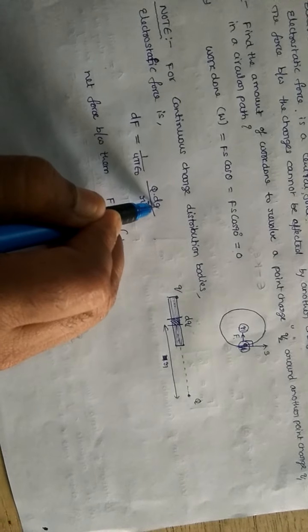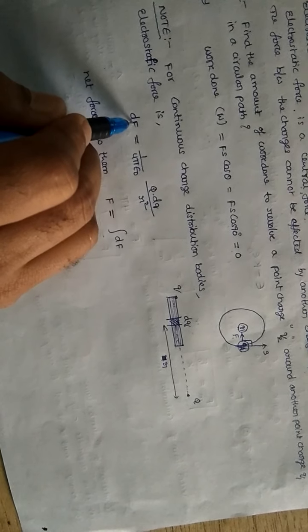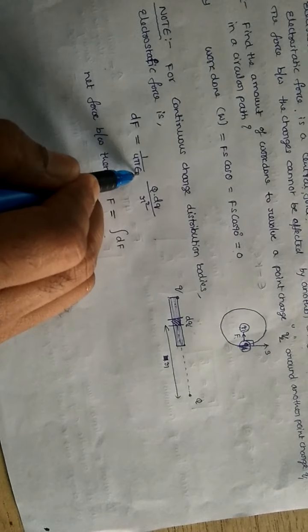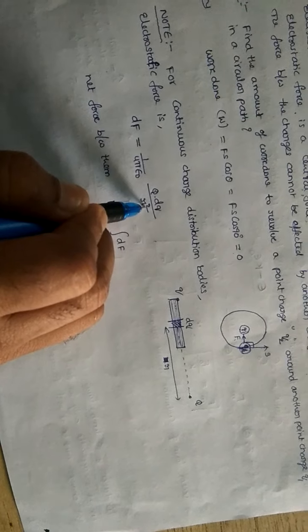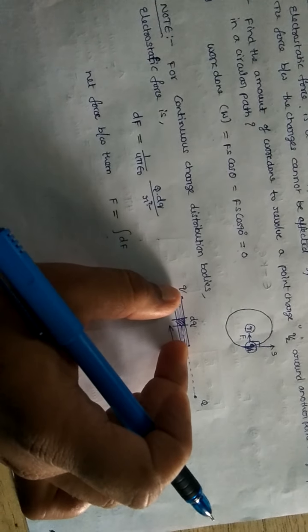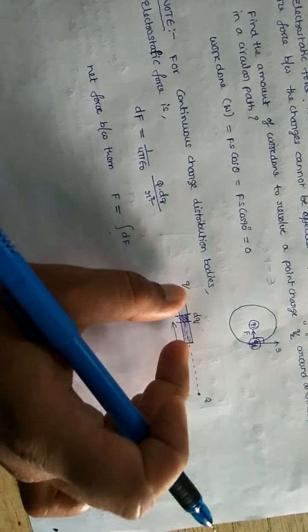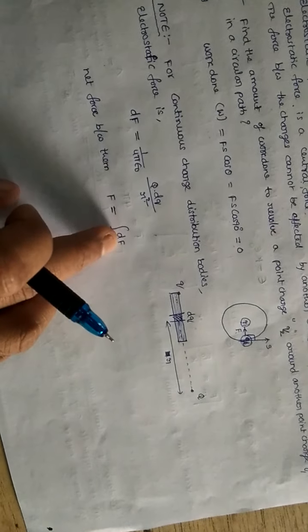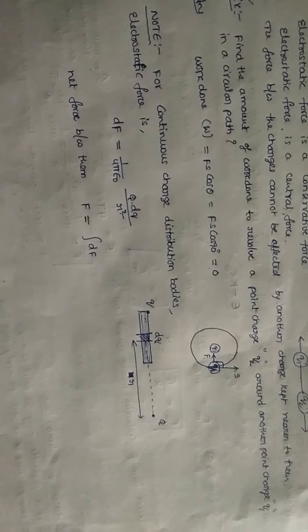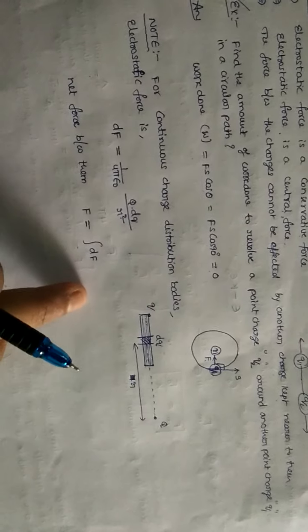For a small amount of charge, the force is a small dF, equal to 1 by 4 pi epsilon naught q1 q2 by r square. But I need the total force, as a continuous charge distribution is there. So between them, what is the force? The net force is nothing but the integral of dF. Apply the integration formula, and you will get the total force. This type of question we will get very rarely, just remember.